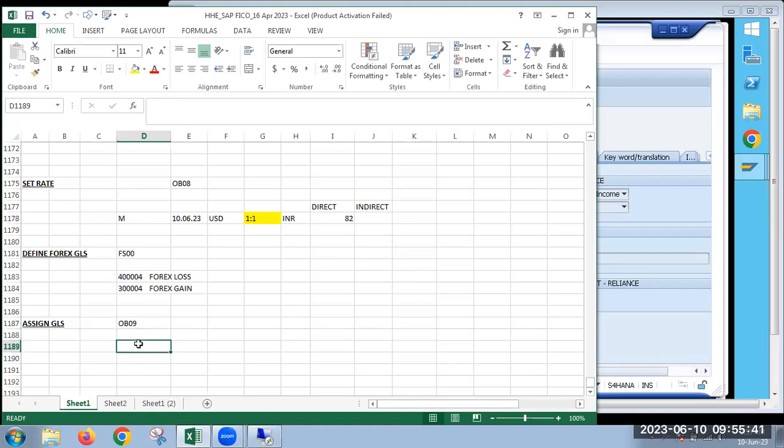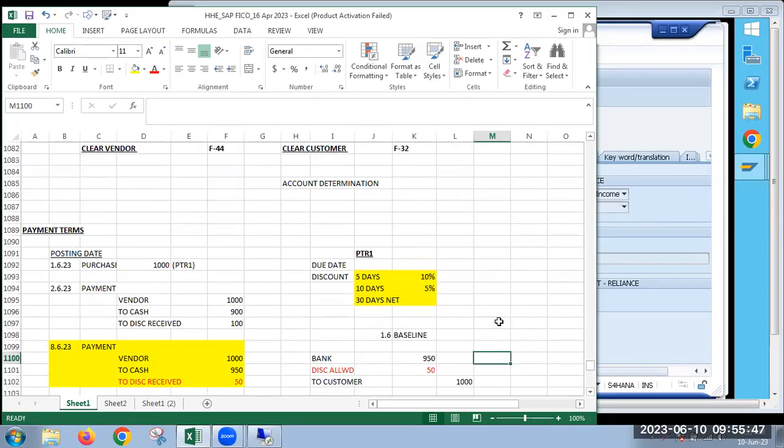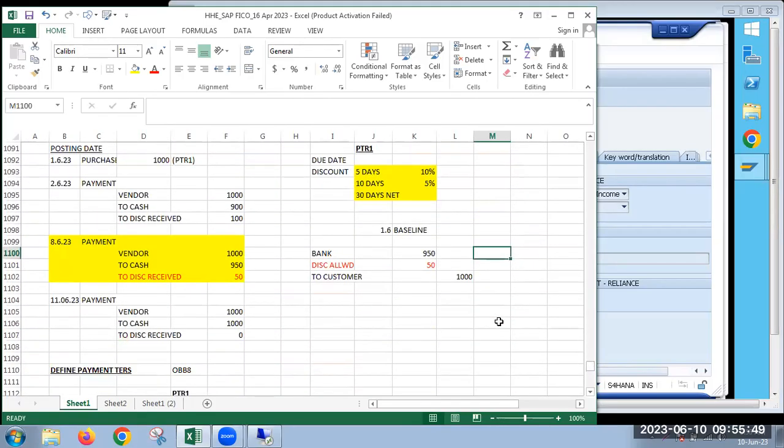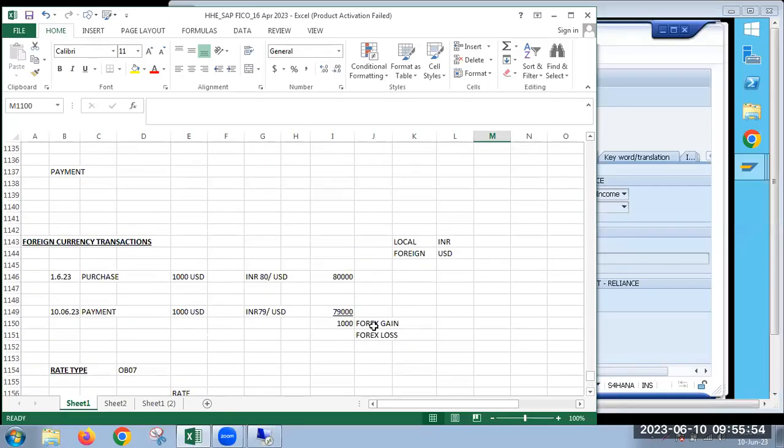Now one more thing we have to discuss here. We said we will have the rate difference identified to be posted as forex loss or gain. Then this payment difference of 1,000 rupees, in which GL account can we recognize or identify it? Is it with the vendor account that we identify the 1,000 rupees difference? Is it with the vendor account? Will the 1,000 rupees difference be there? Yes.